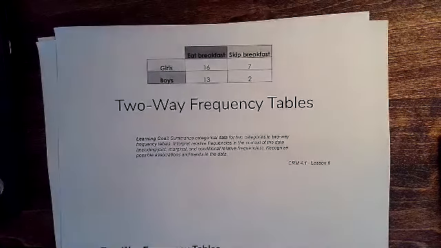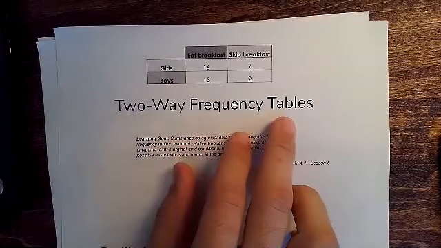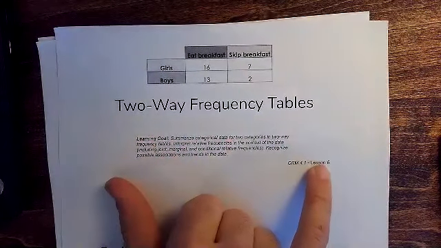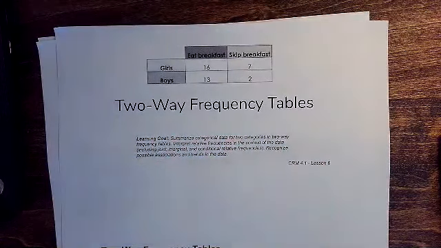All right, hey guys. So this is the last lesson for Unit 4.1. We're gonna finish this off with two-way frequency tables. This is lesson 6, technically. So I'm gonna try to keep this one pretty short. This will be the lesson for Wednesday and Thursday, and then on Friday we're gonna take a test on this.